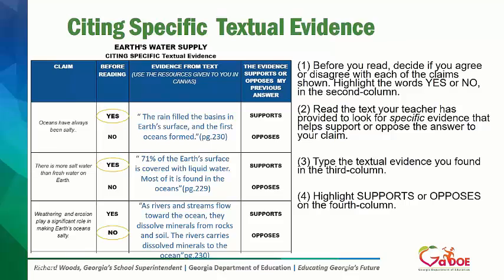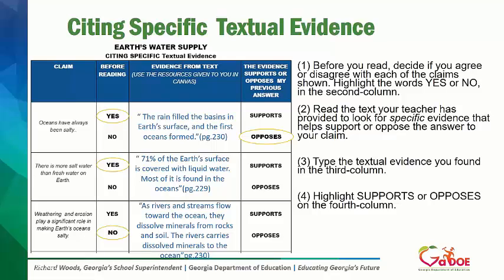This particular student put yes, but then they found the rain filled the basins in the Earth's surface and the first oceans formed. Well, rain is fresh water, so that means that the basins were being filled with fresh water. So in this case, it will oppose. This evidence opposes what they thought it was.